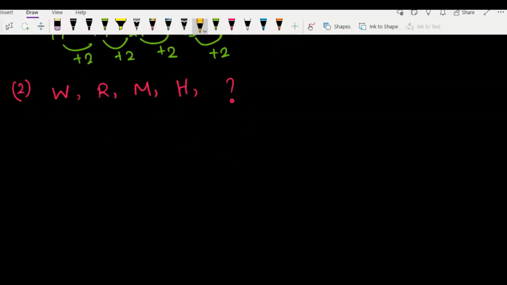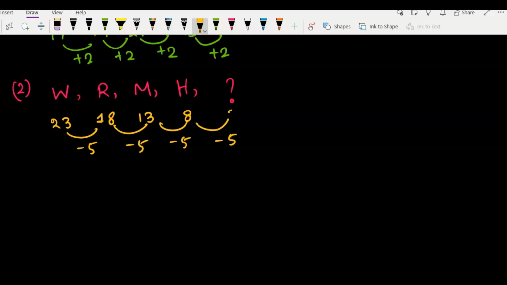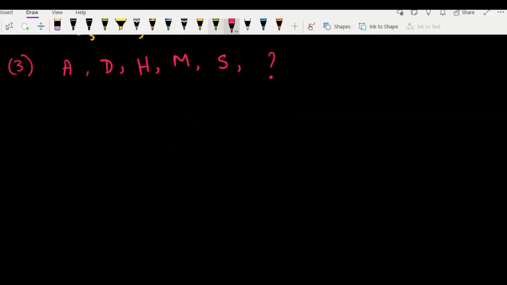Now let's do this. First we have W, then R, then M, then H. And what is the next? W is 23, R is 18, M is 13, H is 8. So you see that this is minus 5. Then minus 5. This is also minus 5. So 8 minus 5, what is this? This is 3. 3 means C. So C is the correct answer.